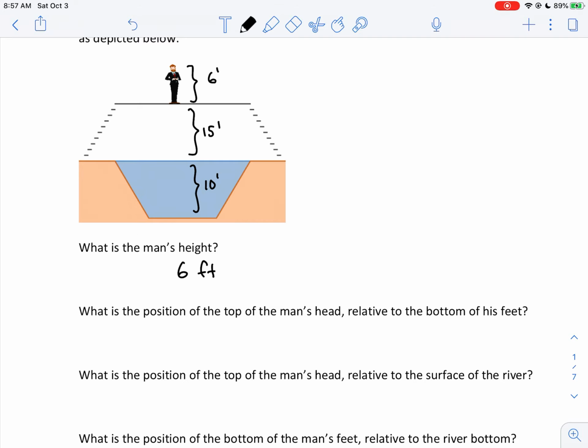Of course, we're assuming this man is standing. If he was sitting, we would have a different answer here. We would be answering what is his sitting height, which is different than what is his standing height. Anyway, so we would say that the position of the top of the man's head, we would say it is 6 feet above.